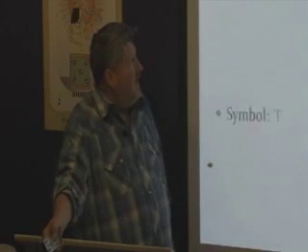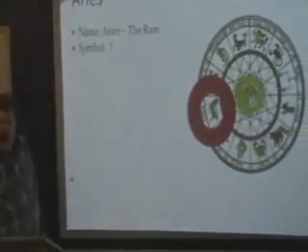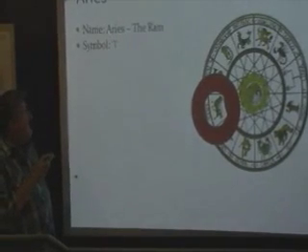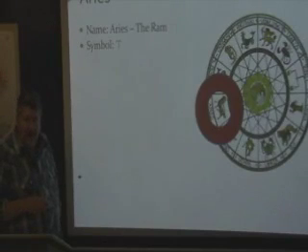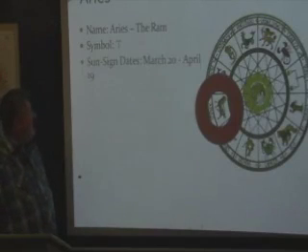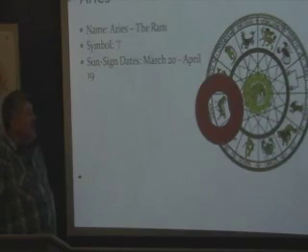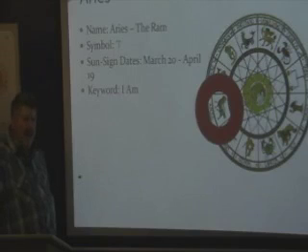Aries is the first sign of the zodiac, pictured by the ram. The symbol for Aries is the head of the ram. Remember, we're using a type of hieroglyphic or cuneiform writing. Takes less time to write that than it does to write that. Shorthand. Think of Sagittarius. Which would you rather write? So it's shorthand, yes. The sun sign dates are approximately March 20th to April 19th. The key word for Aries is I am.